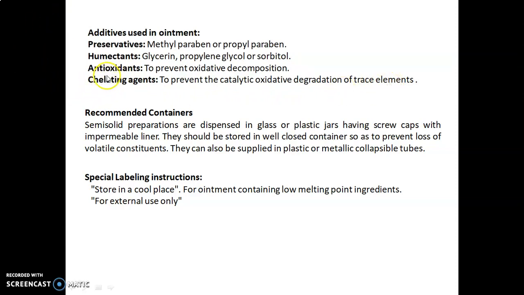So we know the examples of antioxidants are BHA, butylated hydroxyanisole, or butylated hydroxytoluene, BHT. Then in the case of chelating agent, the best example is EDTA, ethylene diamine tetraacetic acid, which is the best example of a chelating agent, also known as the sequestering agent.